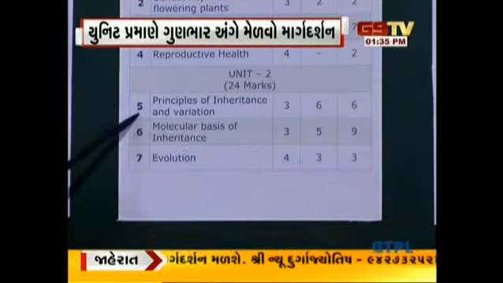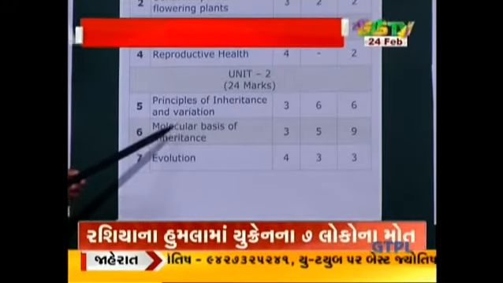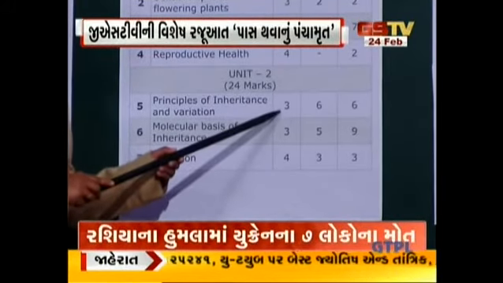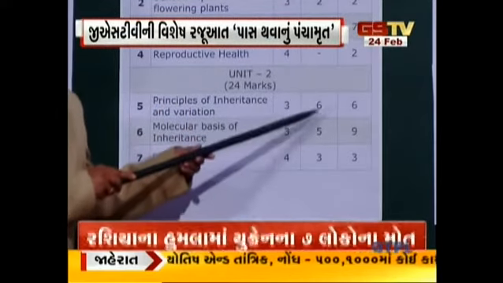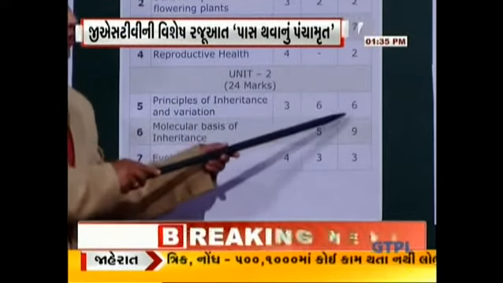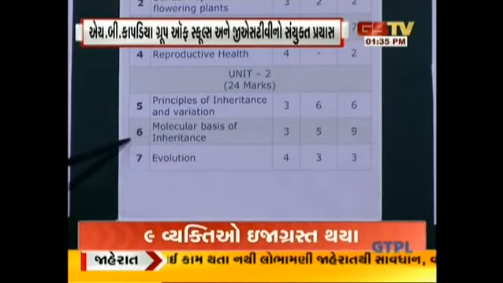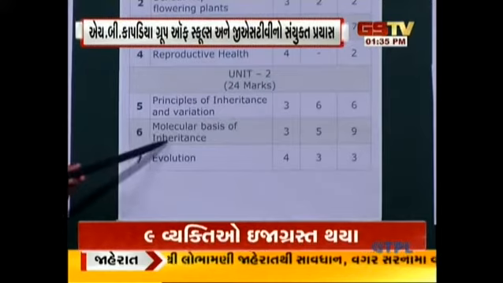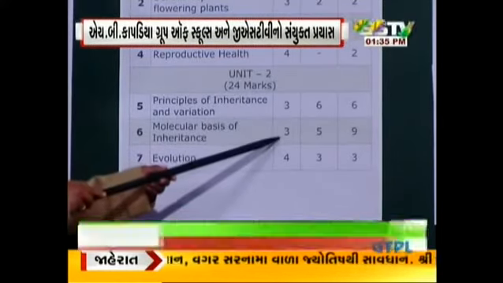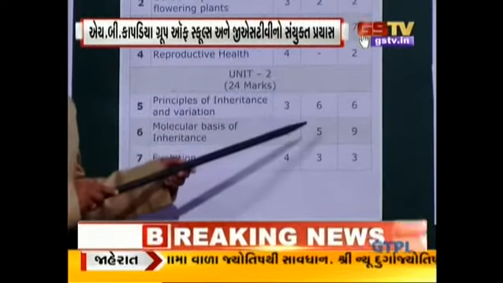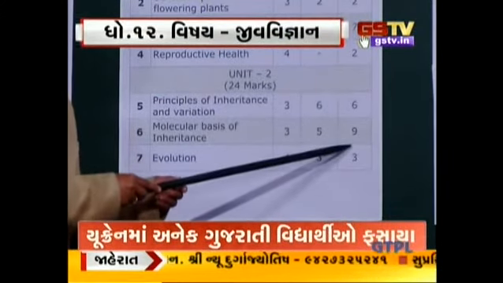So the 5th chapter, that is Principles of Inheritance and Variation. In this, part A, you will get 3 marks, and in part B, without option, there are 6 marks, and with option, 6 marks. Now, chapter number 6, that is Molecular Basis of Inheritance. Here, part A, 3 marks, and part B, without option, 5 marks, and with option, 9 marks.